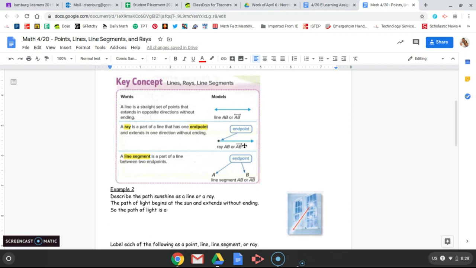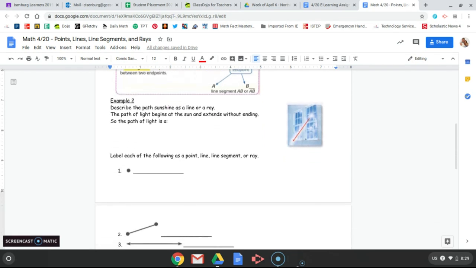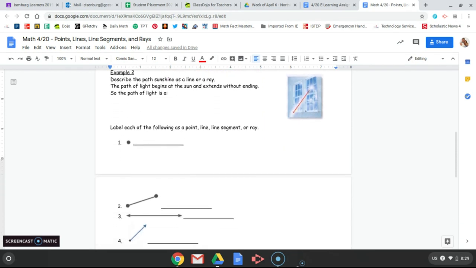This little box is the same definitions that were in the introduction paragraph, but then it gives you pictures to help you as well. Okay, so that's something you might want to look at when you're doing your independent work. We're going to go ahead to example 2. Example 2 says, describe the path of sunshine as a line or a ray.